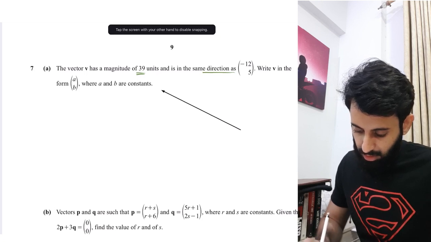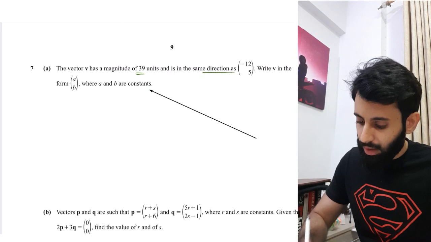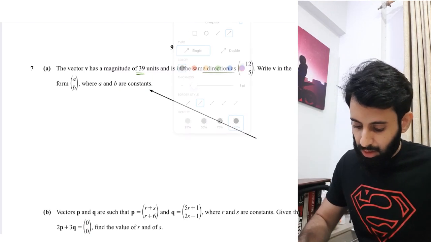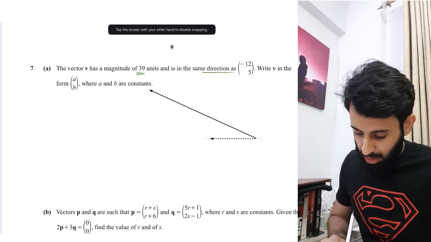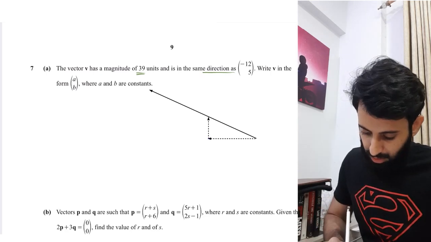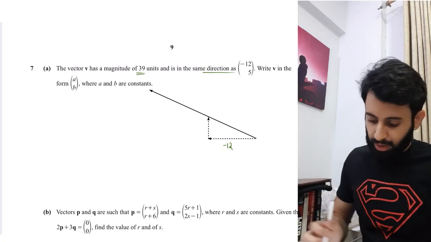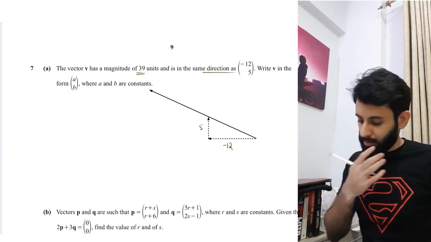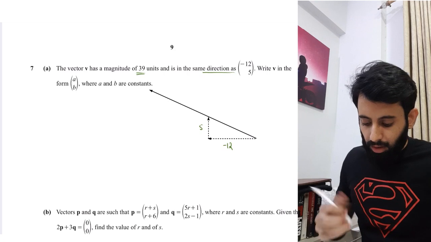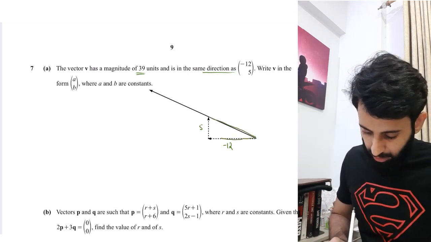So that means this is what you're looking at. This is equal to 39. And it's in the same direction as minus 12 and 5. So that means this is the direction of the vector. The reason why it's leftwards is because it's minus 12, and the reason why it's upwards is because it's positive 5.